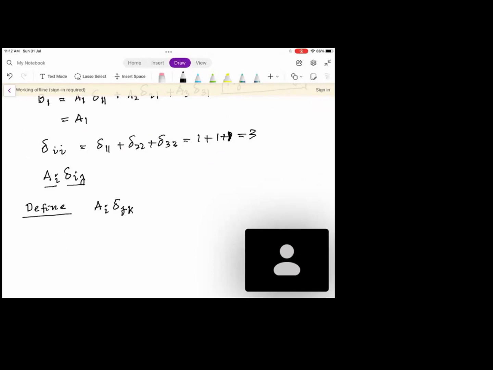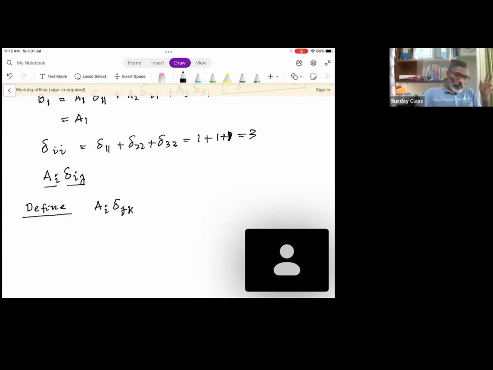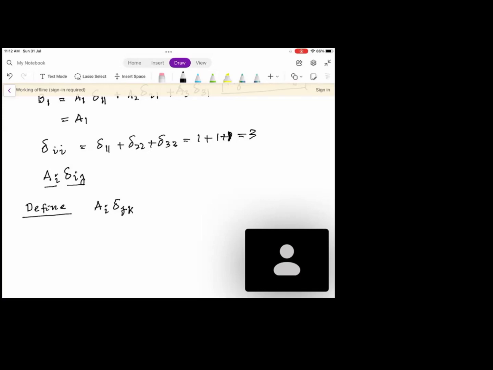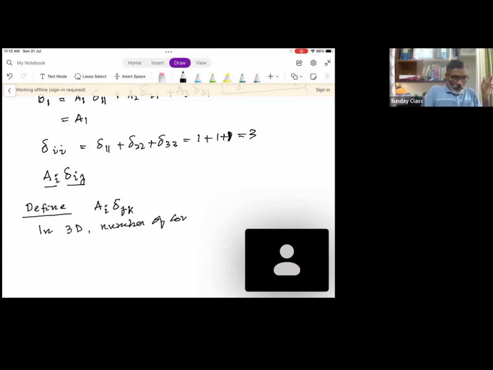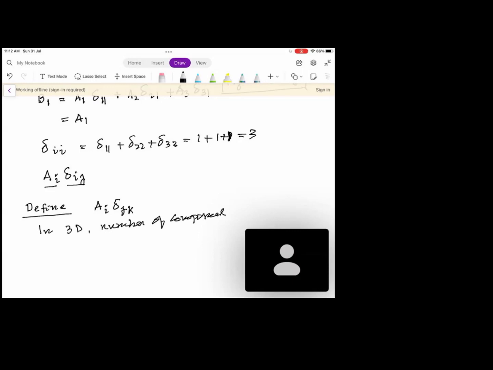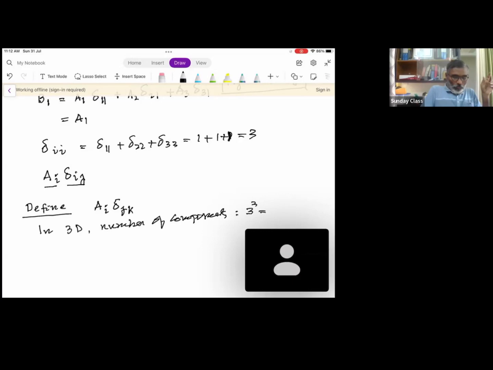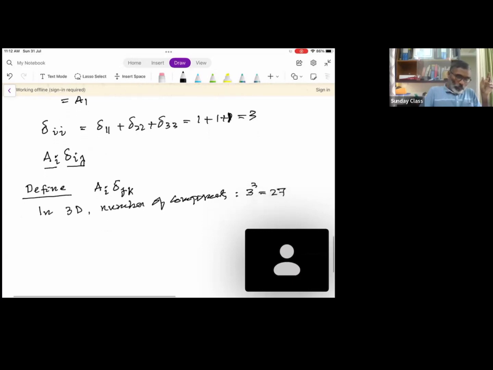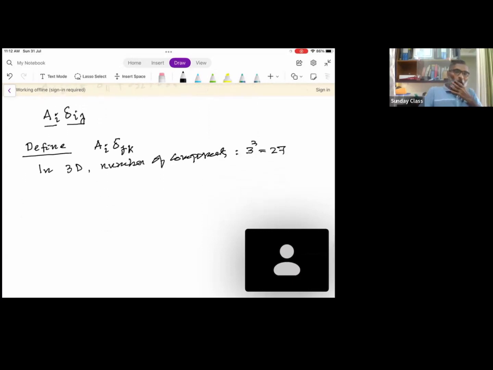Okay. So how many components? If it is 3-dimensional space, how many components will be there? It's 27, sir. It should be 27, right? 3 cube. Correct. It's a third rank tensor, right? 3 free indices. Yes, sir.